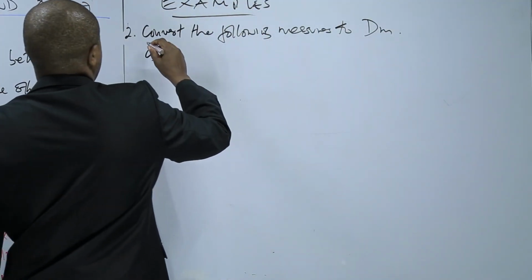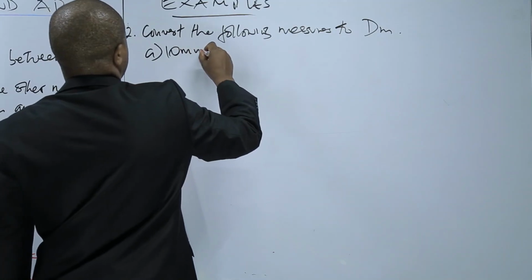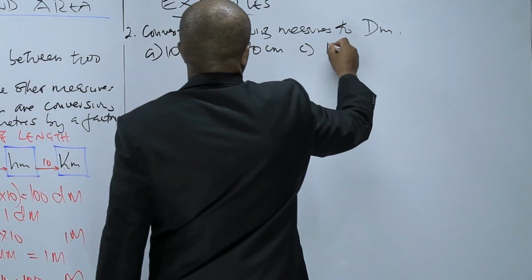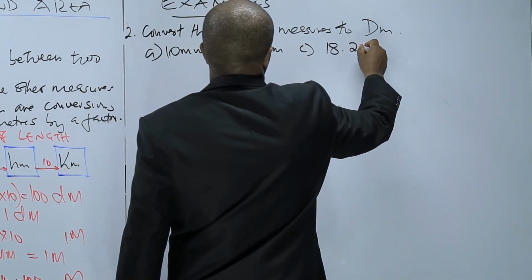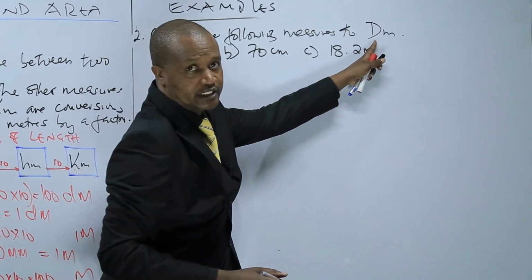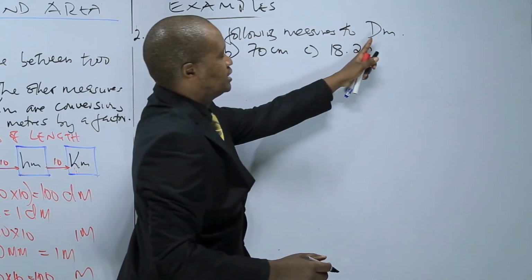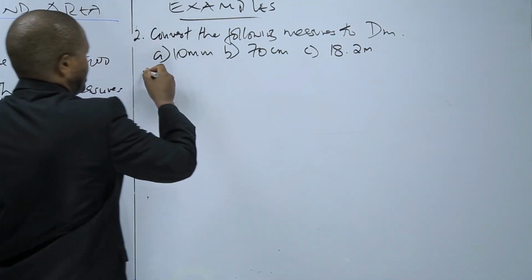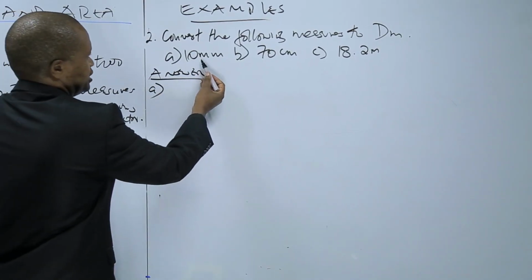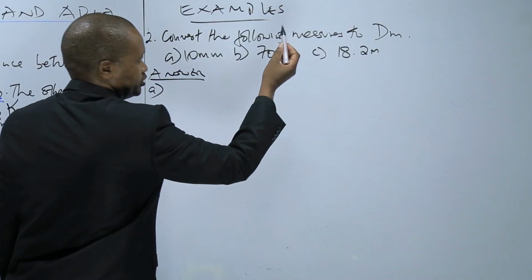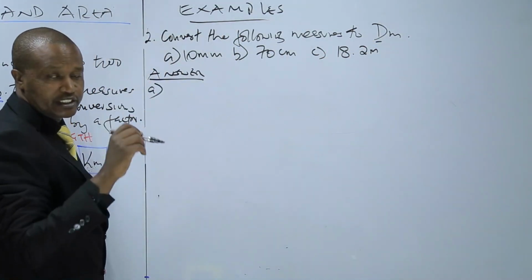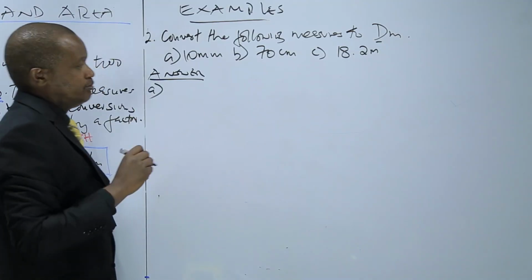A, I have 10 millimeters. B, 70 centimeters. C, 18.2 meters. Convert these measures to decameters. So let's answer. A, 10 millimeters to decameters. This is capital D. Capital D means decameters. Small d is decimeters.